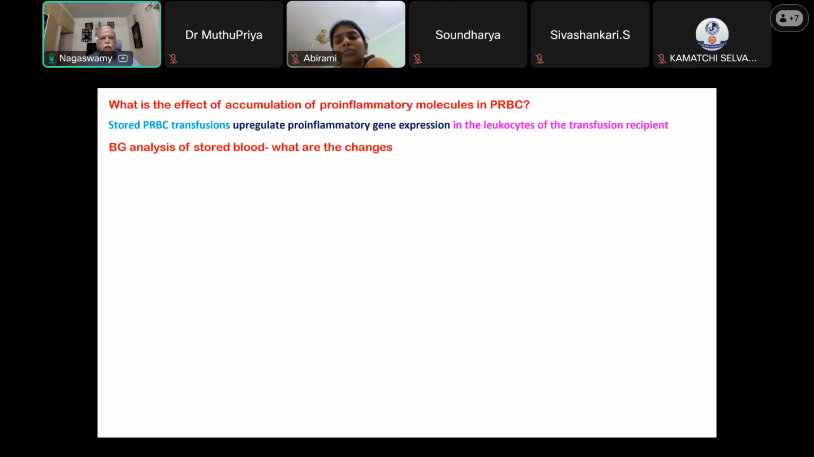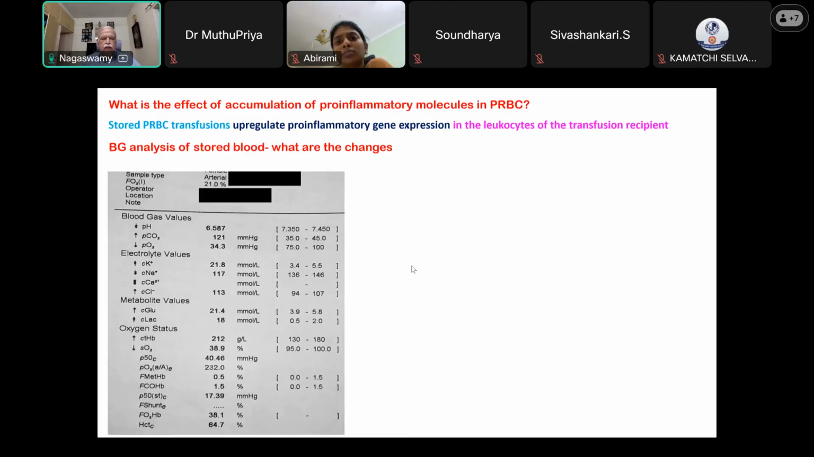I am going to show this picture and you have to find out what all the changes are, especially one particular change I want to see whether any one of you can pick up. For example, this pH, all of you know, has become 6.58. That is quite acidic. And PCO2 has enormously increased to 121. CO2 is drastically reduced. And among the electrolyte values, potassium is again drastically increased, and sodium has decreased.